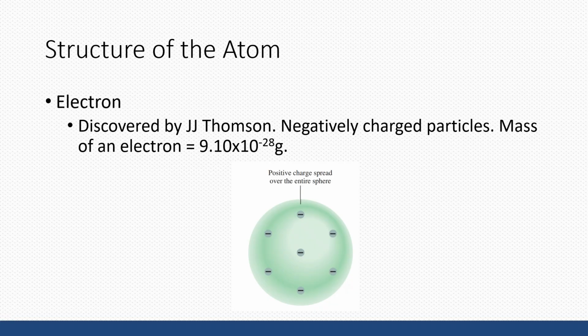Next, as stated earlier, every element is composed of atoms, and every atom is composed of even smaller subatomic particles. Now, many subatomic particles have been discovered, but we will focus our discussion on the most stable or most common three. First one is the electron, discovered by J.J. Thomson. This is the negatively charged particle and has a mass of only 9 times 10 to the negative 28 grams. So it is very, very light.